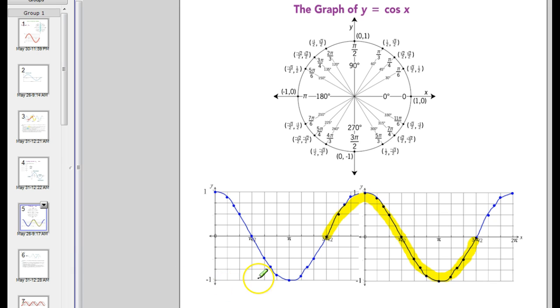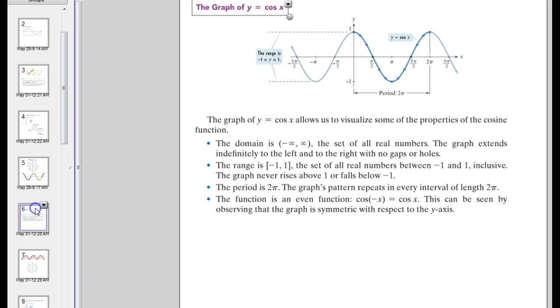Okay, but because one of them is starting at its middle value, what we call the midline, the median value I guess I should say, and the other one is starting at its high point, they initially look a little bit different, but they're not. They're the same wave over and over and over. It's kind of like a horizontal shift. Alright, so there's the property of cosine.